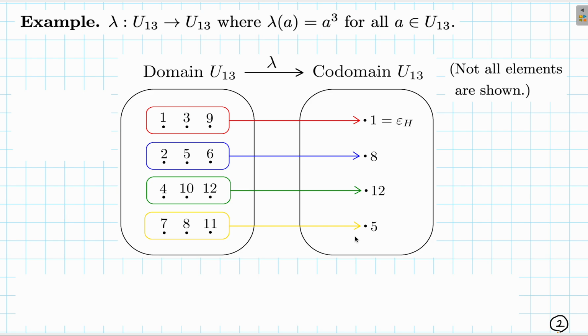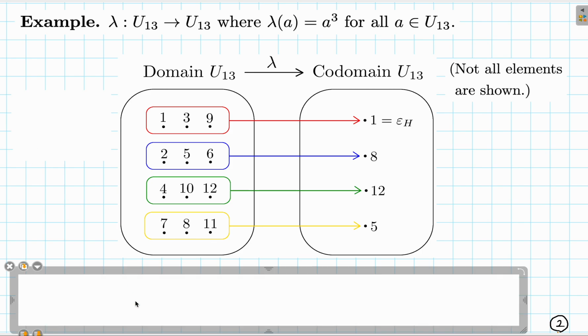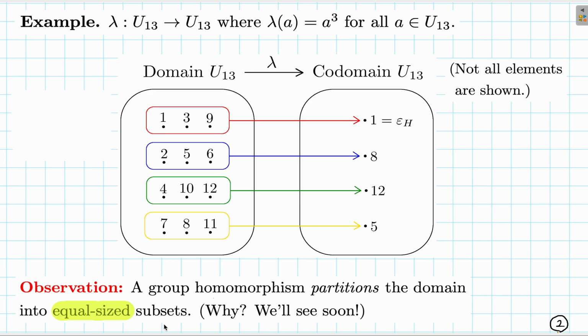And so right in front of us, we actually see the answer to our opening question. This homomorphism lambda, in fact, divided this set U13, the domain, into 4 equal-sized subsets with 3 elements each. So here's the observation that I'll make. A group homomorphism partitions the domain into equal-sized subsets. Now, when we say partition, what we mean is that these 4 subsets do not overlap at all, and they cover all of U13. So that's what we mean by partition.